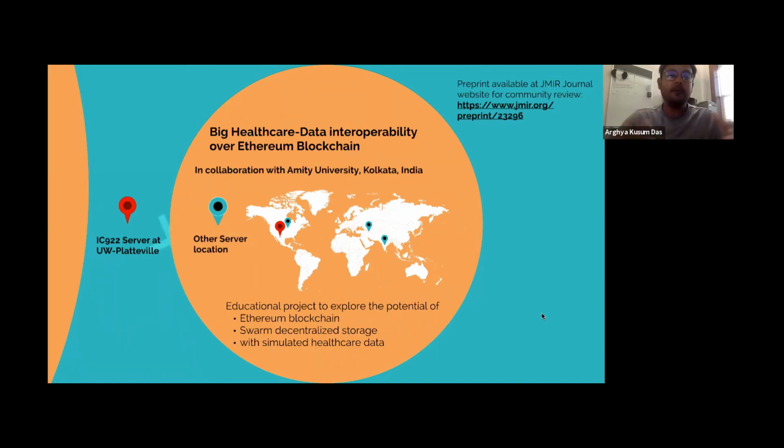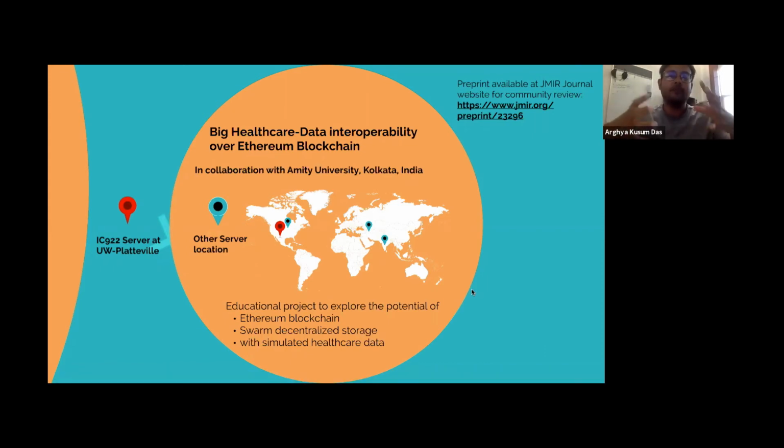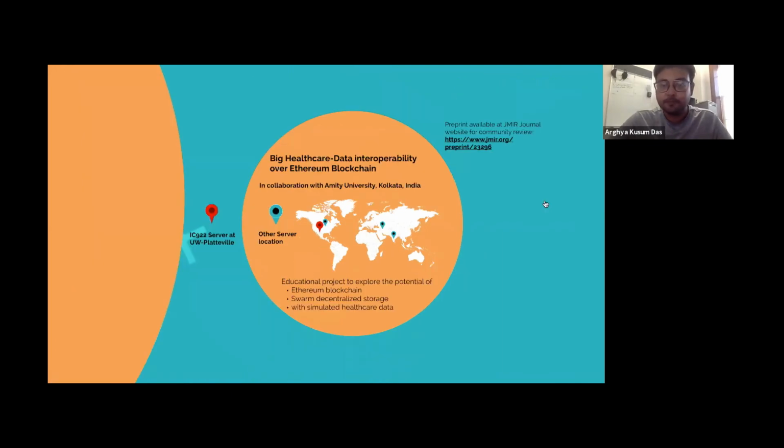The next is a collaboration with another university situated in Kolkata, India. We collaborated on blockchain based healthcare research, where we had lots of clusters in many different places, and we created a blockchain network to share healthcare data and test our healthcare interoperability. The best part was it started as an educational project, but suddenly we got lots of different outcomes, and recently we have published a paper in JMIR, the Journal of Medical Internet Research.